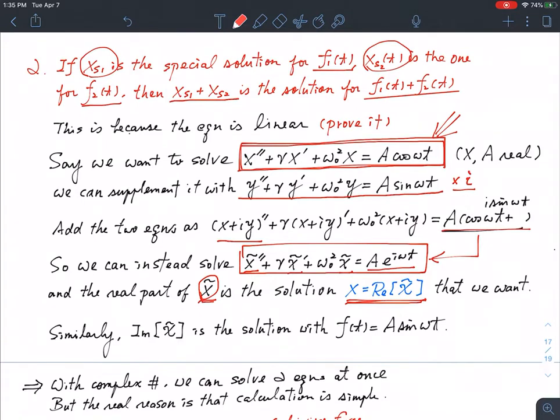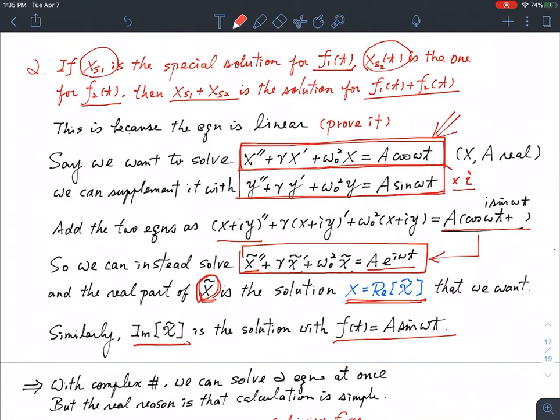Similarly, once you get a complex solution, you can also get the imaginary part. The imaginary part satisfies this equation, so the imaginary part of the solution will also be the solution when the driving force is A sine omega t. The imaginary part of x tilde will satisfy this second equation.